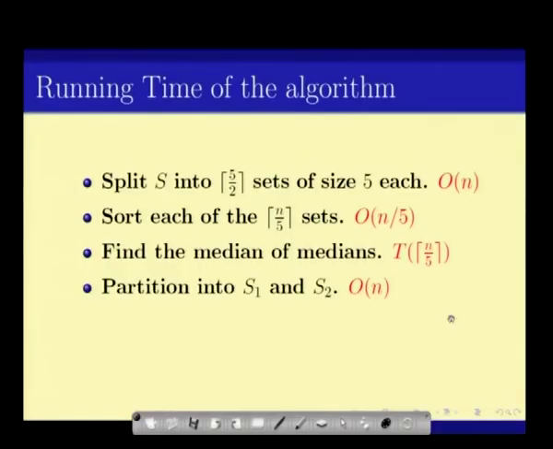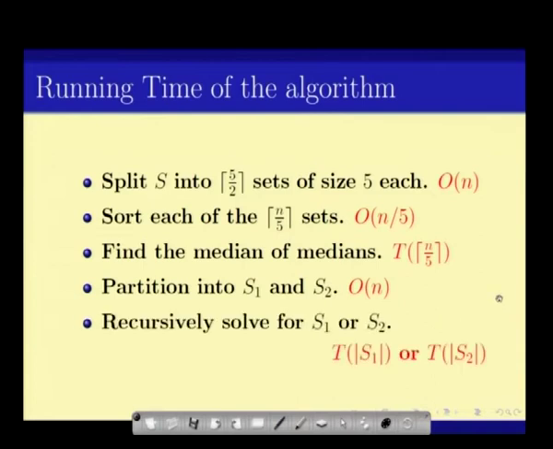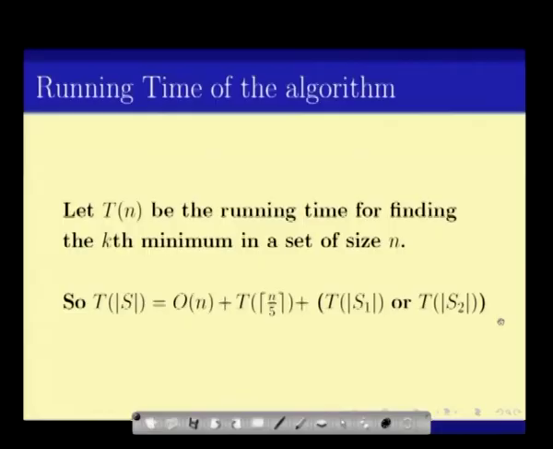Then we partition this set into two parts S1 and S2. This also takes order n steps, and after that we recursively solve it for S1 or S2. So, this takes T of S1 or T of S2 steps, depending on what the value of k is. So, if we sum all of them up, what do we get? We get T of size of S is equal to order n plus T of n over 5 plus either T of S1 or T of S2.